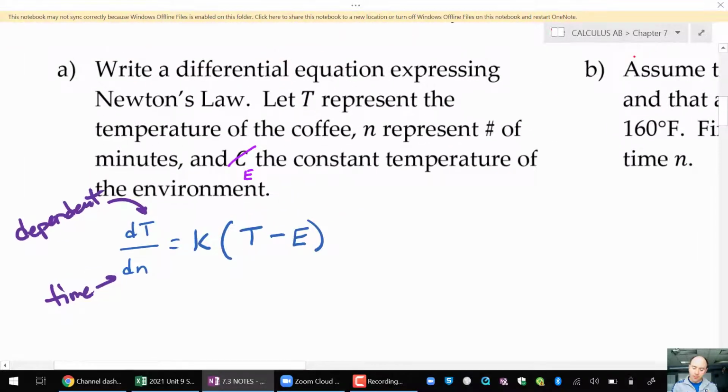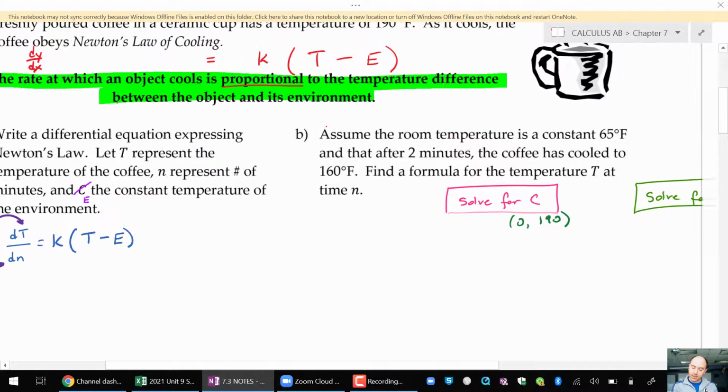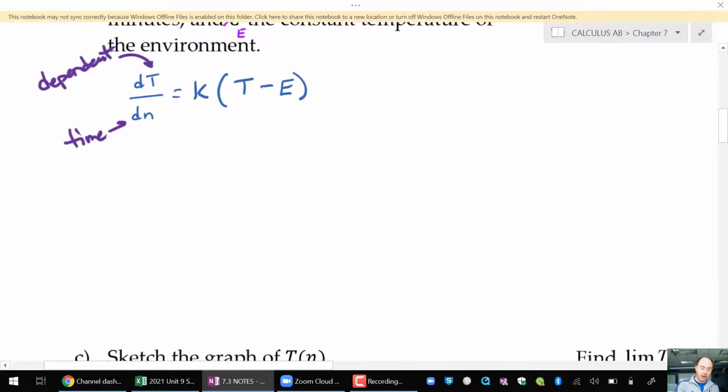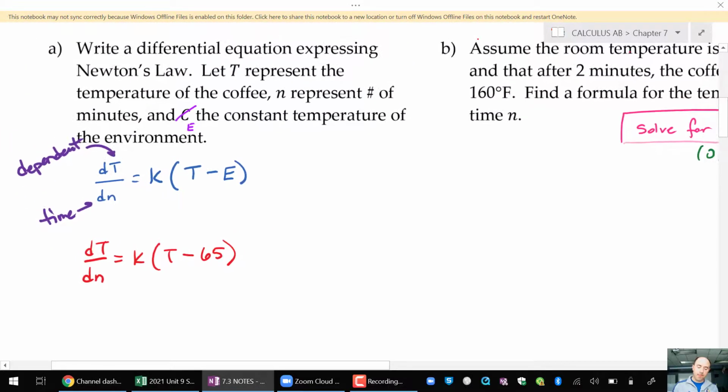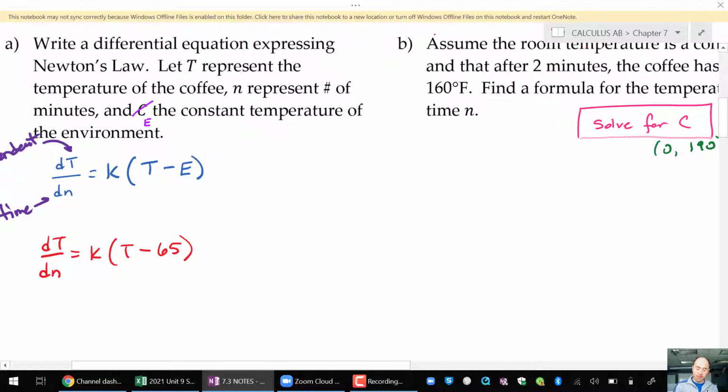Now we know in this example, let's actually move ahead here, and there it is, part B. Assume the room temperature is a constant 65 degrees. So I can come back here and just make one little adjustment on this differential equation. We'll call that dT/dn equals k times (T minus 65). We'll go with a 65 degree room temperature for now. All right, so let's see here. We're going to separate. So 1 over (T minus 65) dT equals k times dn. Separate those variables. Put the capital T's on the left, and we'll put the n's on the right.